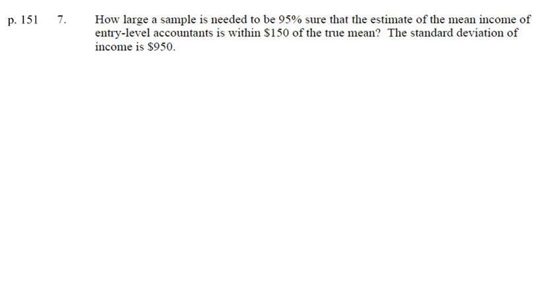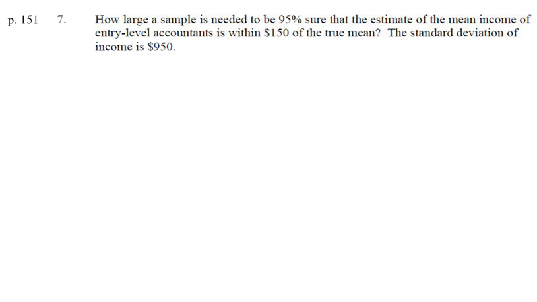Page 151, problem number 7. How large a sample is needed to be 95% sure that the estimate of the mean income of entry-level accountants is within $150 of the true mean? The standard deviation of income is $950.